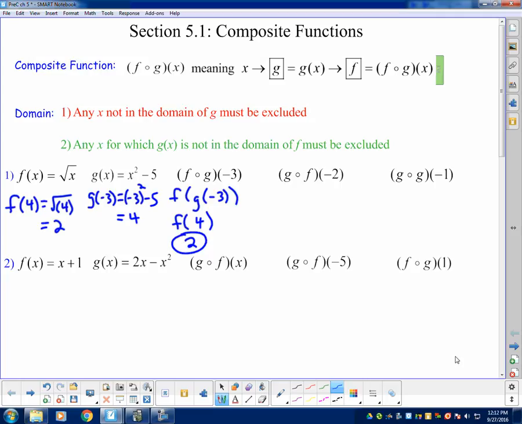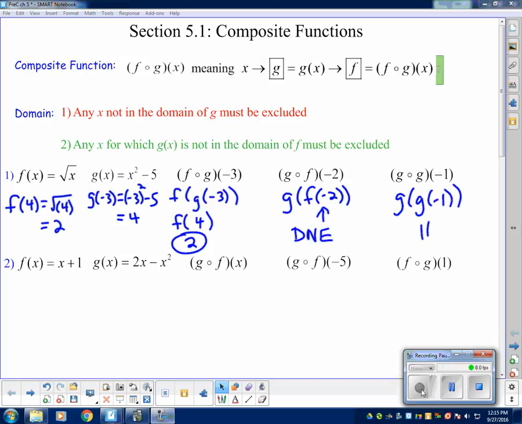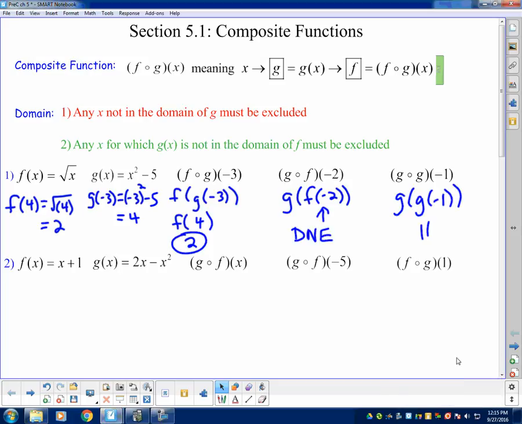So I'm going to let you try the other two. Note here we're plugging g inside of g. And then here I've switched it around, g composed with f. You see that? So the inner function here will be f of -2. So go ahead and try that. Right, so this one does not exist because -2 is not in the domain of f. And then the last one is 11.